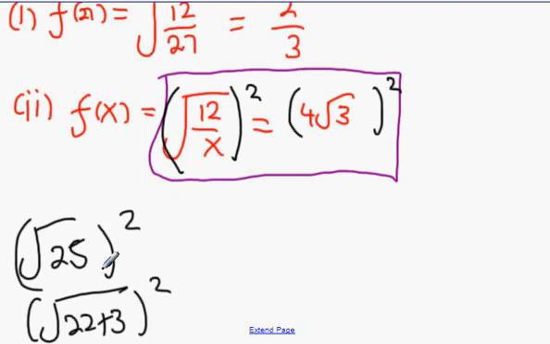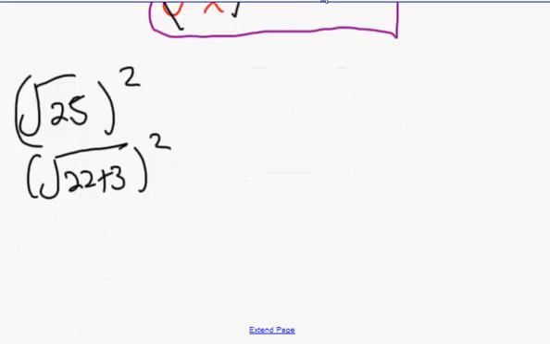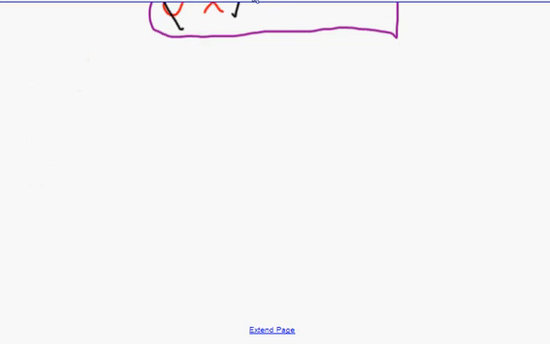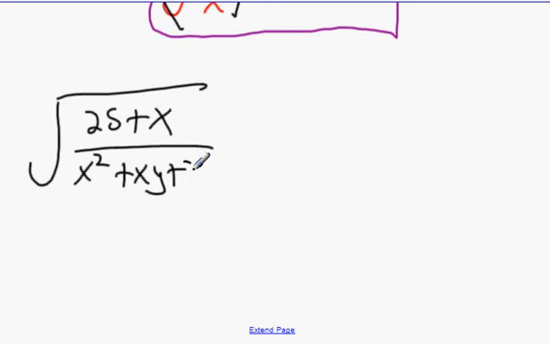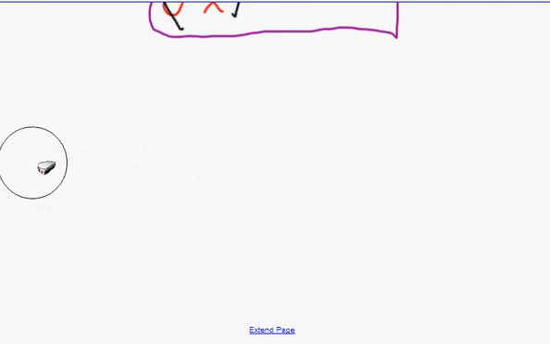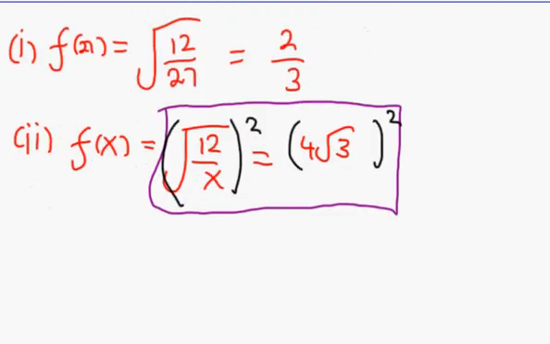Now, if I write something really complicated like this, okay? If I write something like the square root of 25 plus x divided by x squared plus xy plus 26, if I square that, what happens? I'll just get rid of the square root. That's what you've got to be aware of, okay? If everything is in the square root, when you square it, you just get rid of the square root. So what is left of the left-hand side now?